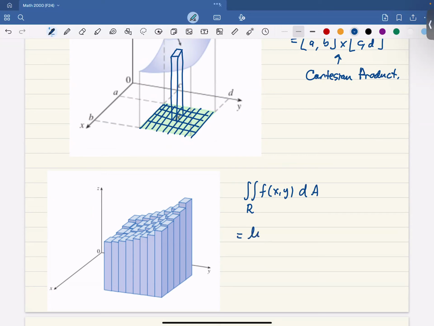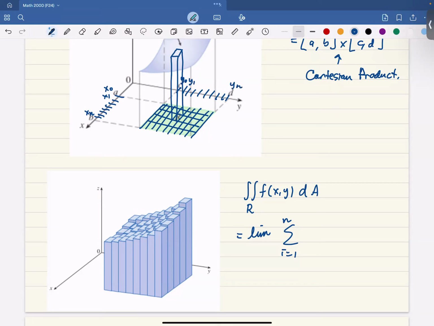And this is going to be the limit. We'll talk about what goes to infinity in a second, but this is going to be the limit as i goes from 1 to n. So let's say that we split up our interval from a to b into different pieces. So say x0, x1, all the way up to xn. And then for the y's, we do the same thing. Maybe we'll call it y0, y1, up to yn.